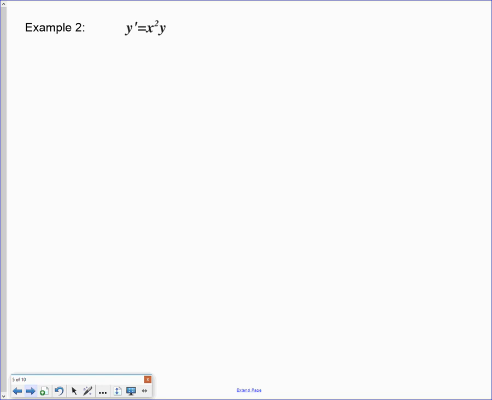So again, it's a differential equation because it involves x, it involves y, and it involves the derivative of y here. So we'll think of this as y primed is dy dx is x squared times y. All right. So what we want to do here is get all of the stuff involving y onto the left side of the equation, all the stuff involving x onto the right side of the equation.